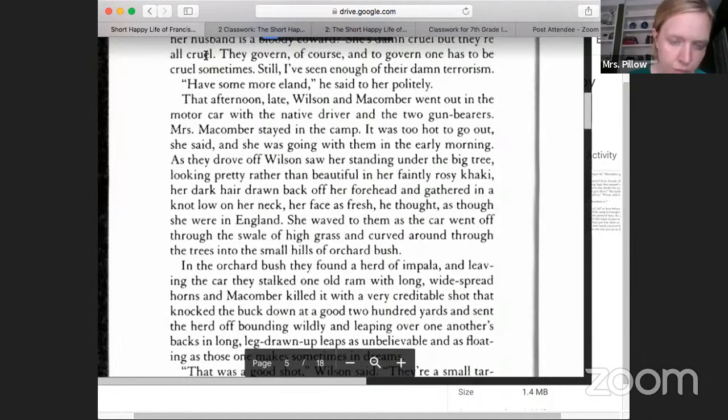Her dark hair drawn back off her forehead and gathered in low on her neck, her face as fresh, he thought, as though she were in England. She waved to them as the car went off through the swell of high grass and curved around through the trees into the small hills of orchard bush.